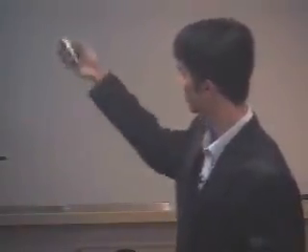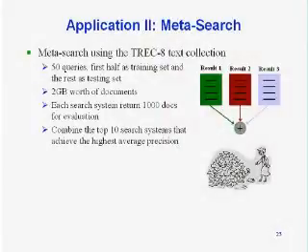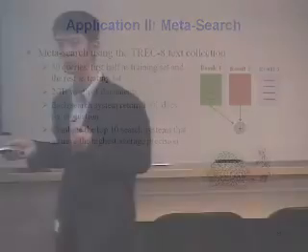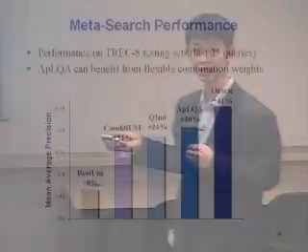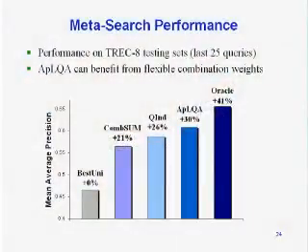Okay, I guess I have to skip some slides. So you can achieve higher performance without manually defining the query classes. Another application is related to meta search. We will use the TREC collection to do that, I assume. So we will combine the top 10 search systems that achieved the highest average precision.